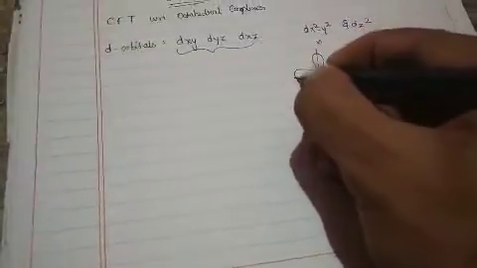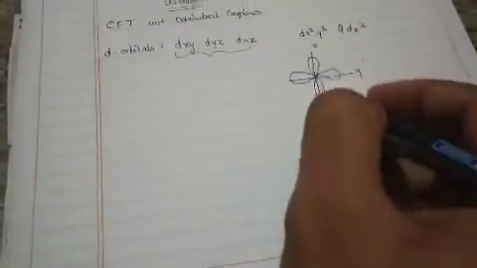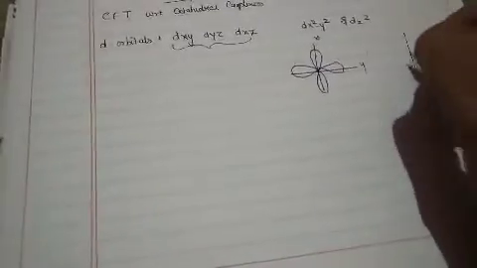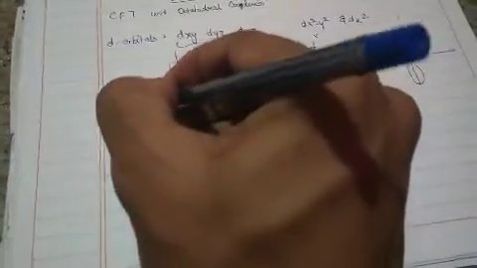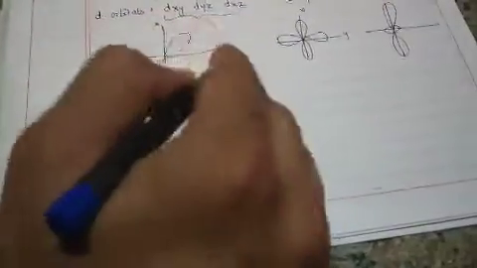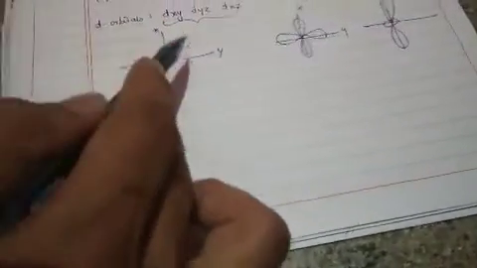For example, if I take this as the x and y axis, the dx square minus y square orbital will be in this way, that is, along the axes. Similarly, dz square, if I consider this as the z axis, will be along the axis. But these 3 orbitals, I am writing, are in between the axes. If you choose this as x and this as y, they are in between; if this as y and this as z, they will be in between as well.